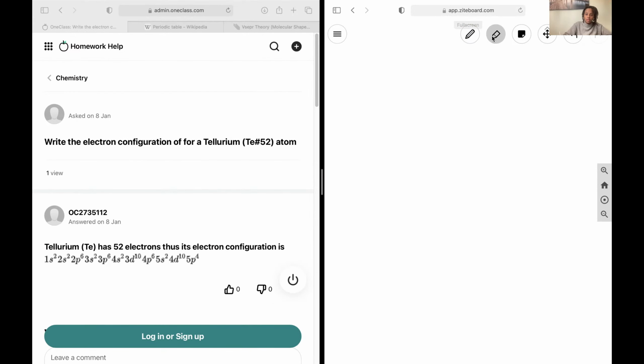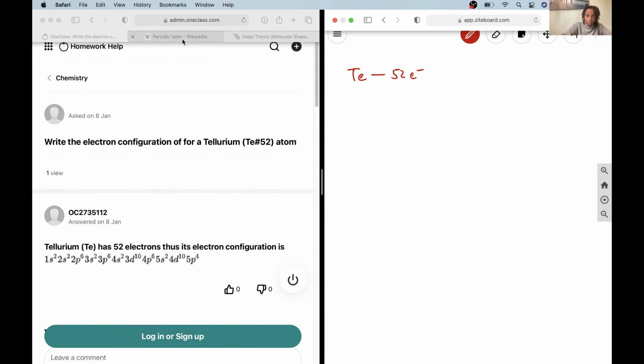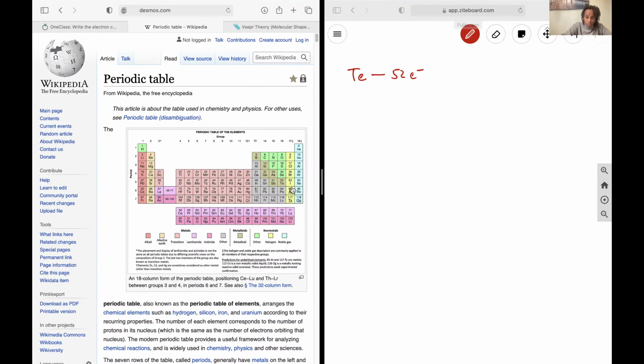Next up, I would like the electron configuration for tellurium. I'm already given the number of electrons. Again, I can just decide to look for it on the periodic table. It's right here, and then just count until I get to it. And so that will become 1s2, 2s2, 2p6, 3s2, 3p6, 4s2, 4p6, 5s2.